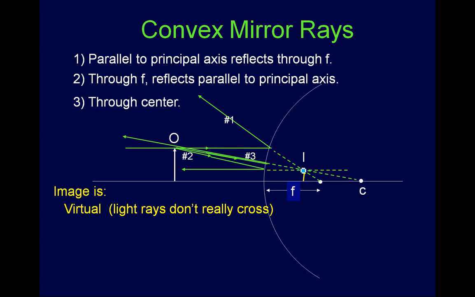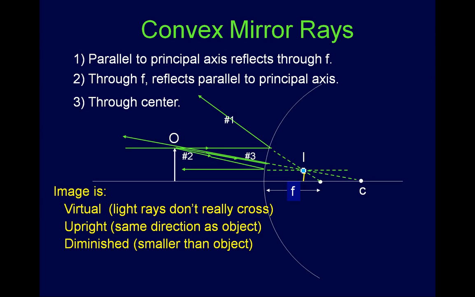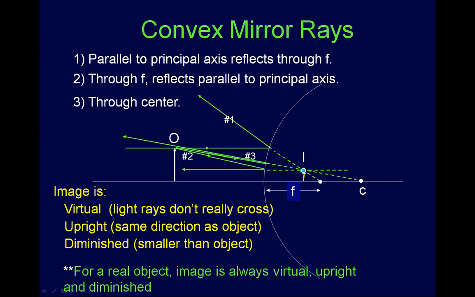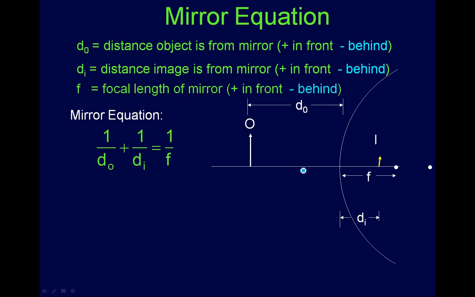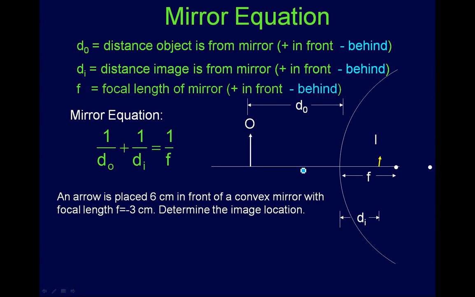So this image is going to be virtual. The light rays don't really cross there. It's upright, so it's in the same direction as the object was, and it's diminished. It's smaller than the object. And we'll find that for a real object, for convex mirrors, the image is always virtual, upright, and diminished. And the same exact equation, the mirror equation, works for the convex situation.